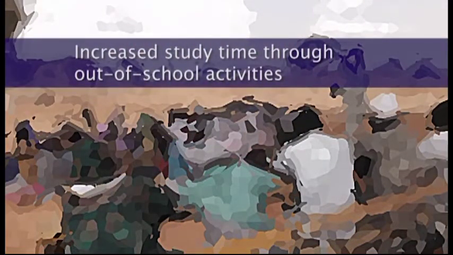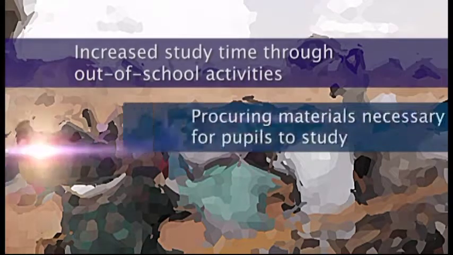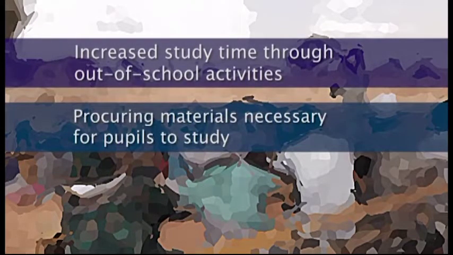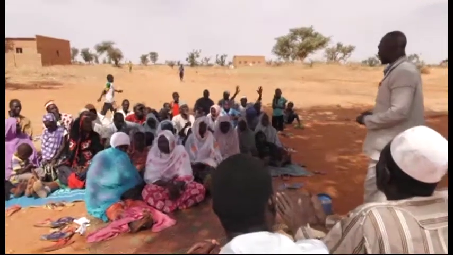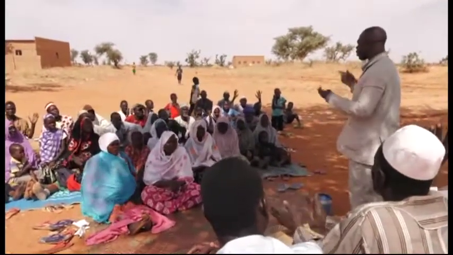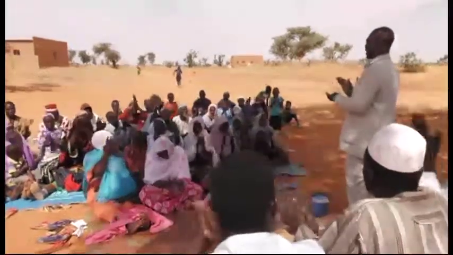Increase study time through out-of-school activities. Procuring materials necessary for pupils to study. Effective learning tools, problem workbooks and use of teaching methods. And they decide on the activities to be carried out in this fiscal year, including the use of the school grant.